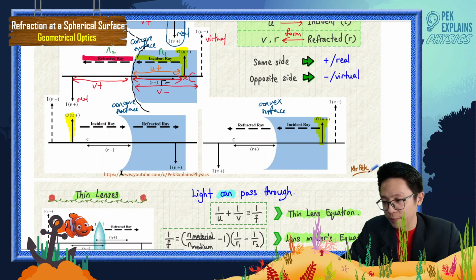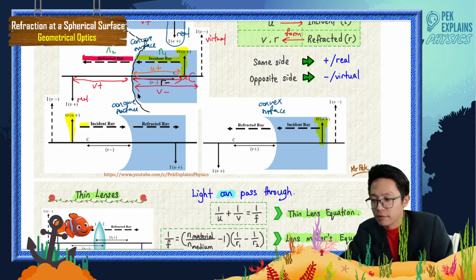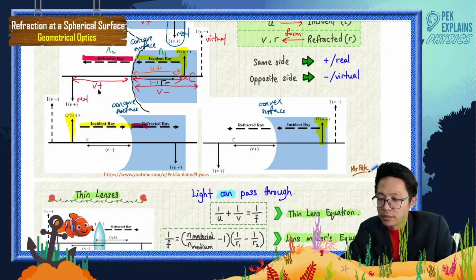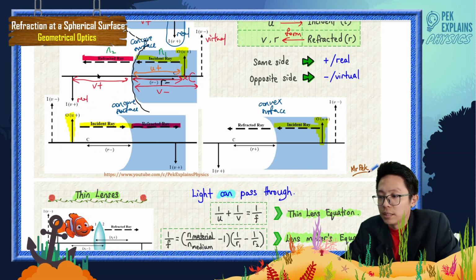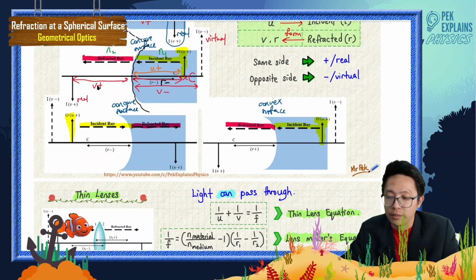Now for the next one. Here the object is over here. This is a concave surface. I also draw the incident ray and the refracted ray. This is the incident ray, and this is the refracted ray. The same as the previous one, the object is inside the glass, so this is the incident ray and this is the refracted ray. See that? That's the difference.